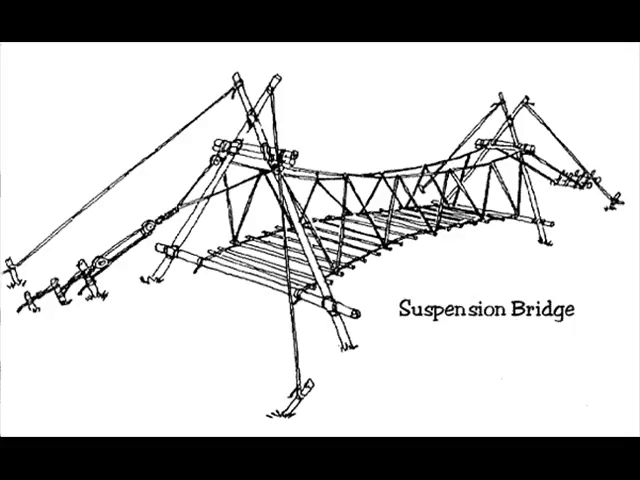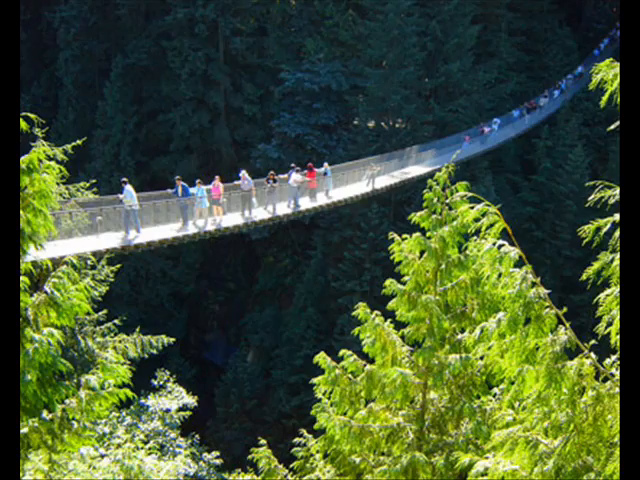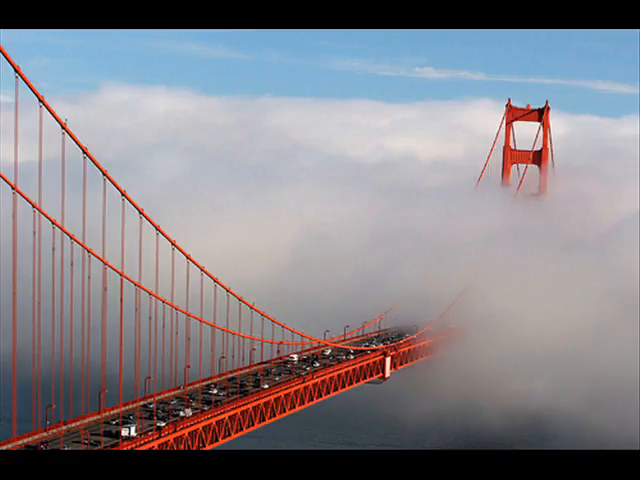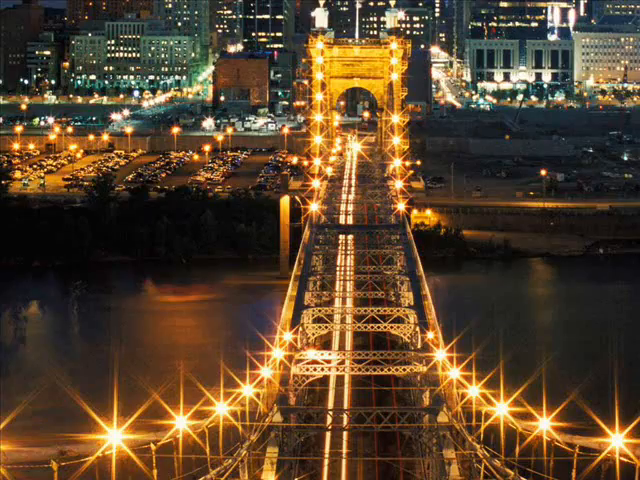Suspension bridge. In a suspension bridge, cables which are suspended by towers that support them hold up the road deck. The weight is transferred by the cables to the towers, which then in turn transfer the weight to the ground.